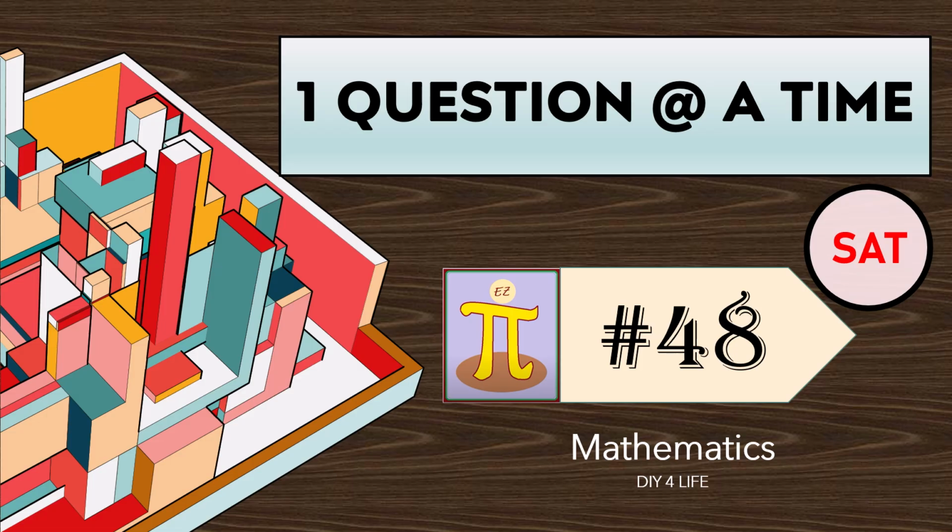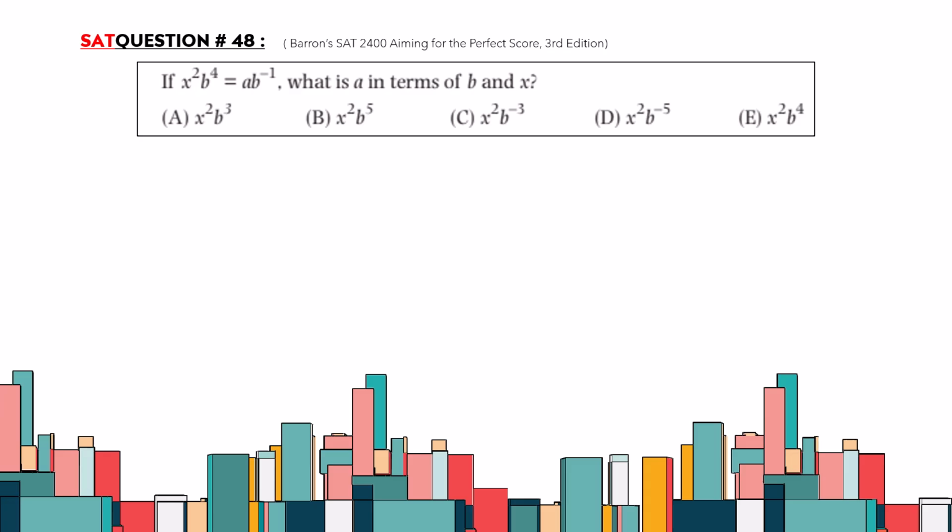Question number 48. If x squared times b to the power of 4 equals a times b to the power of -1, what is a in terms of b and x?